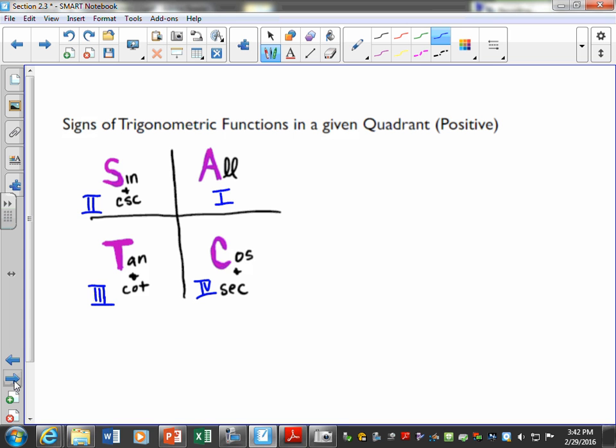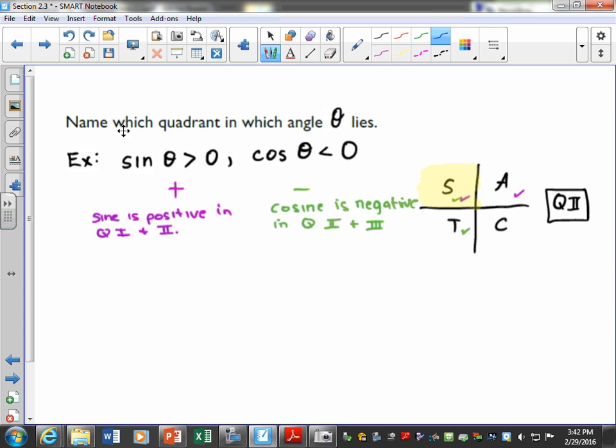So let's see some examples of working with this. Name which quadrant angle theta lies in. All you'll be given is this black information. They'll tell you the sine of theta is greater than 0 and the cosine of theta is less than 0. Anything that's greater than 0 is positive, so I put myself a little plus sign. Anything that is less than 0 is negative, so I put a negative sign.